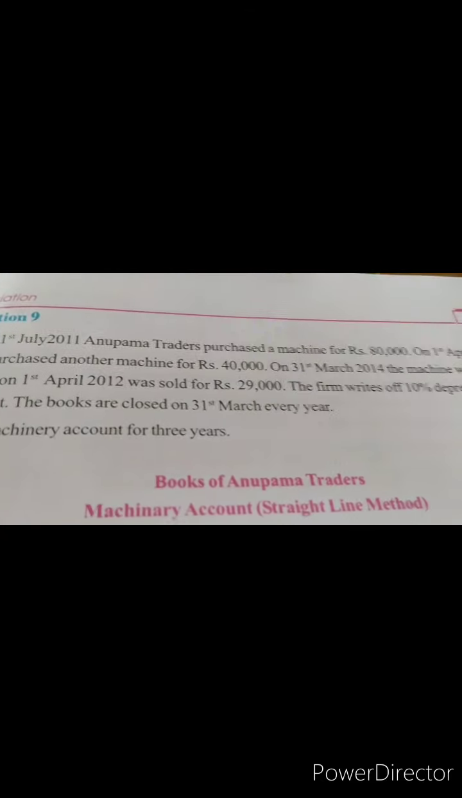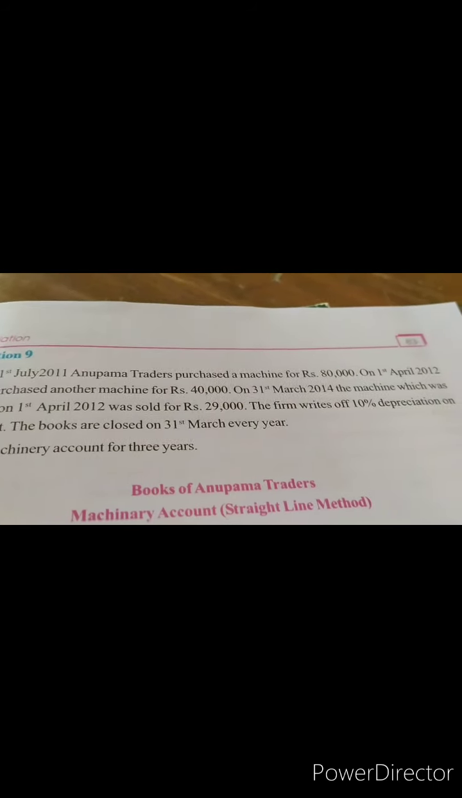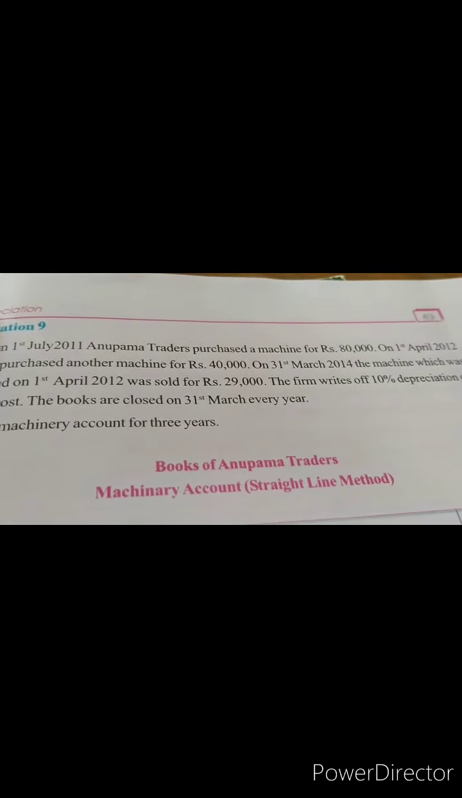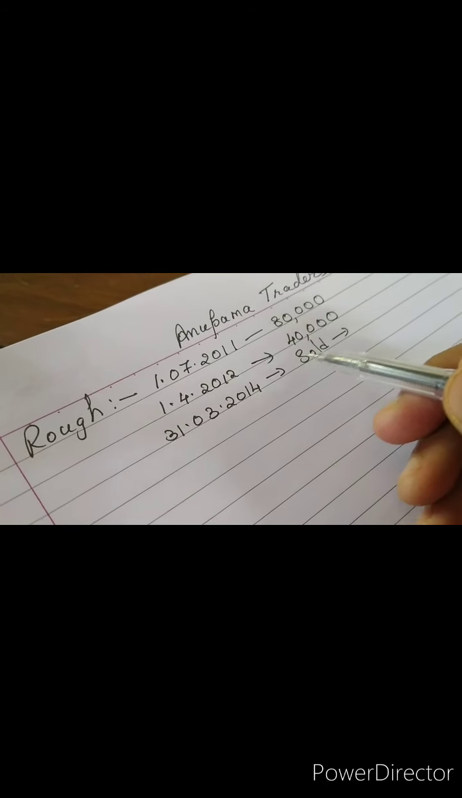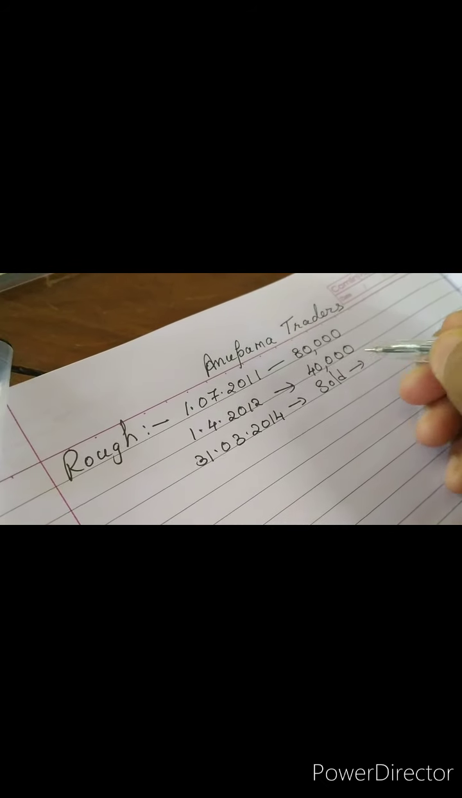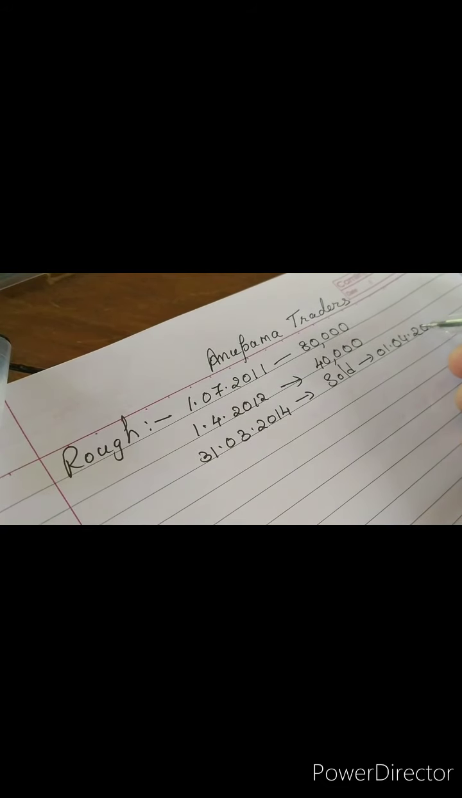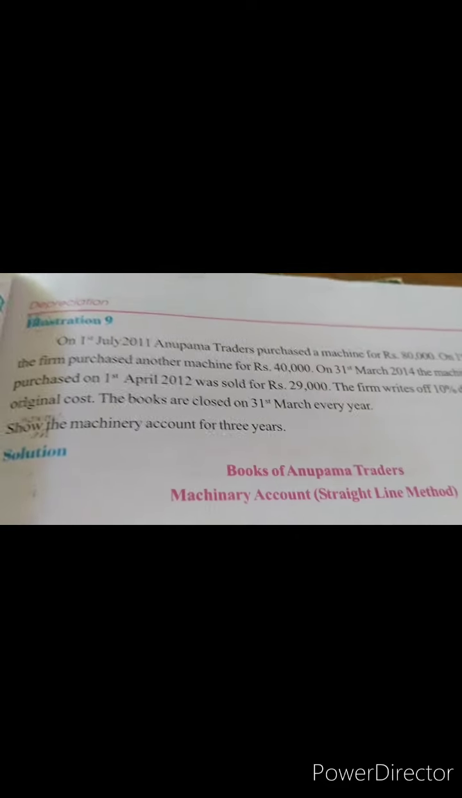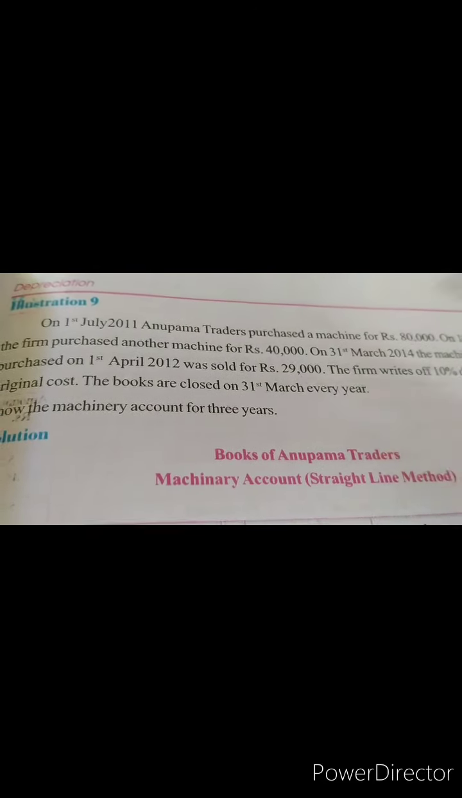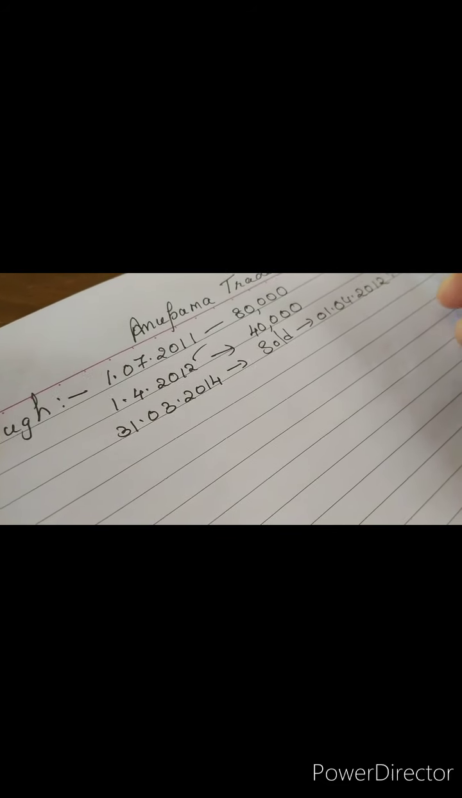In continuation, if you see, on 31st March 2014, the machine which was bought on 1st April 2012 was sold. So, okay, in 2014, a sale has happened, a machinery was sold. Which machinery was sold? The one which was bought in 2012, means this machinery was sold. For how much amount did they sell? They sold it for 29,000 rupees.